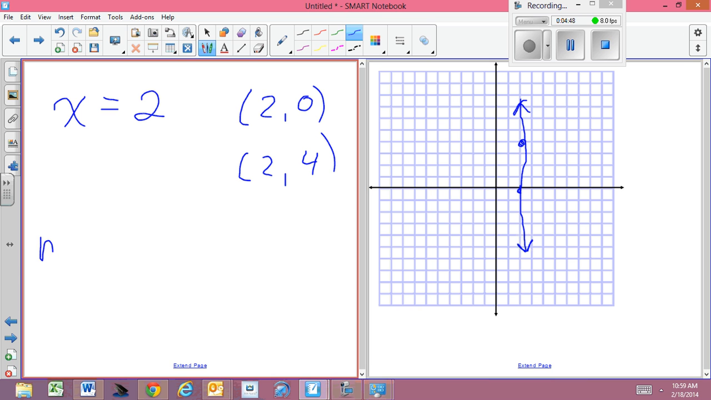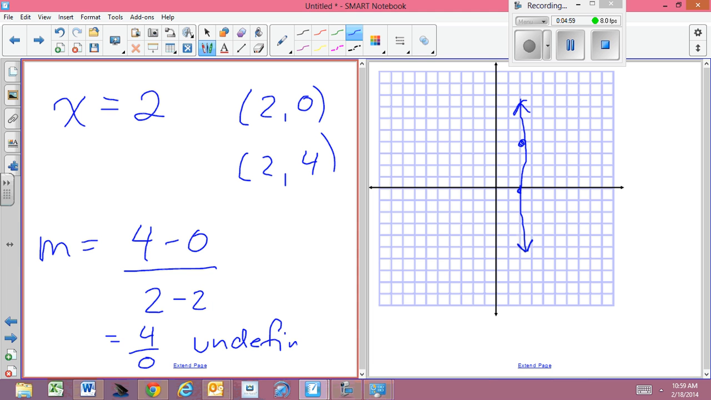Well, what's the slope of a vertical line? Use your slope formula. Change in y over change in x. 4 divided by 0 is undefined. That's why we say a vertical line has no slope. It's confusing to think about a slope of 0 and no slope because sometimes students think that means the same thing. They don't mean the same thing. A line that's horizontal has a slope. It happens to be 0, but a line that is vertical has no slope.